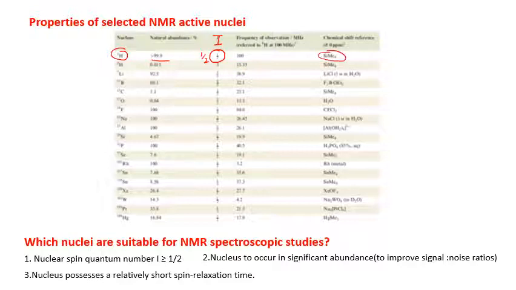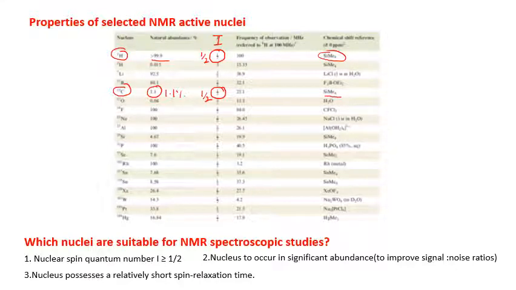Similarly, in carbon-13 NMR, you can see that its natural abundance is very low, 1.1% compared to the proton NMR. It also has a nuclear spin value of I equal to 1/2, and the same internal standard, SiMe4, is used as in proton NMR.